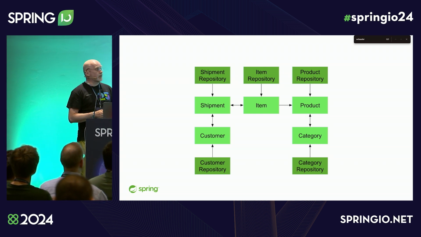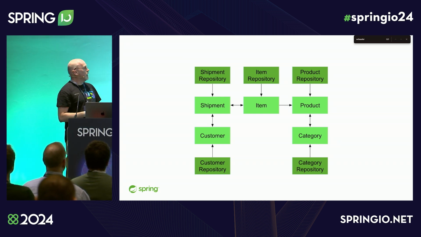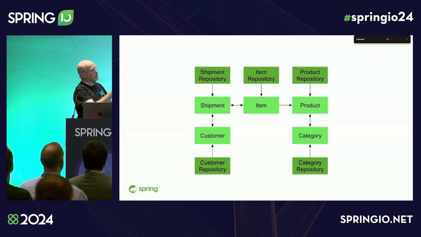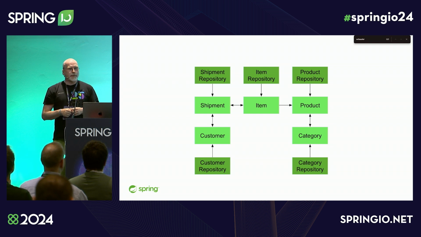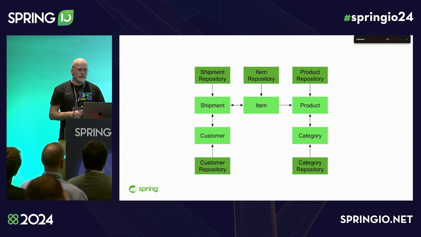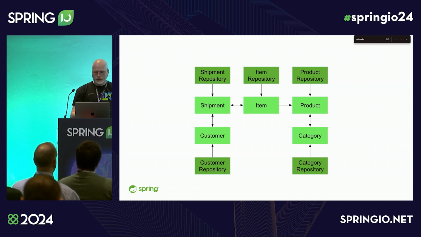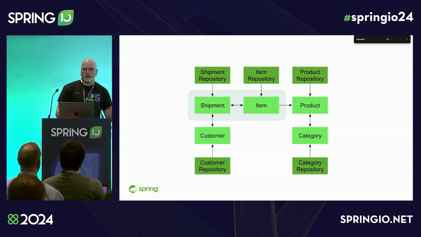Yeah, almost. Actually, all the light green boxes are entities, and the dark greens are the repositories. And in many cases, the entities and aggregates are actually identical, but there's one case where this isn't the case in this example. And that's the shipment.